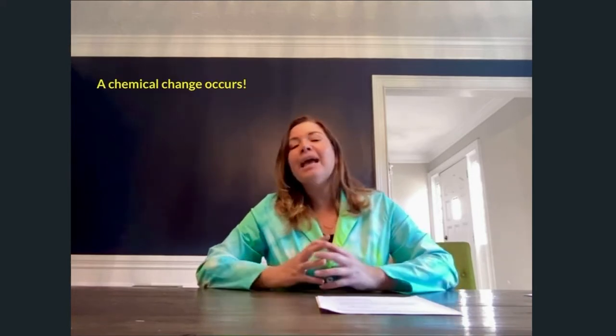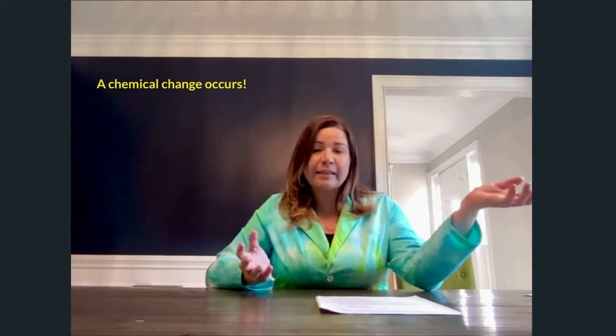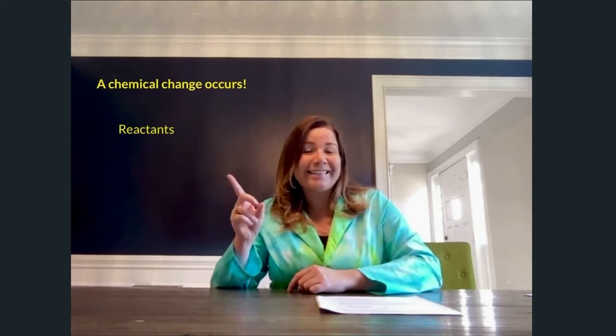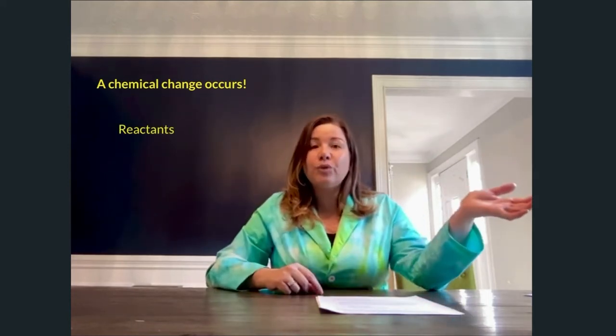So what is a chemical reaction? A chemical reaction is when a chemical change occurs. And like I said before, sometimes we can see that visually and sometimes we can't. In today's experiments, you'll be able to see them. In a chemical reaction, you start with substances and then you have end substances. The substances that you start with are called reactants, and then the substances you end with are called the products.